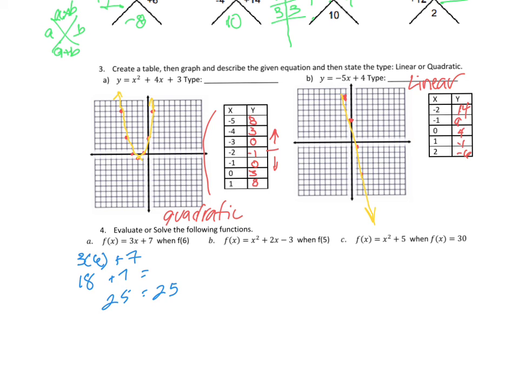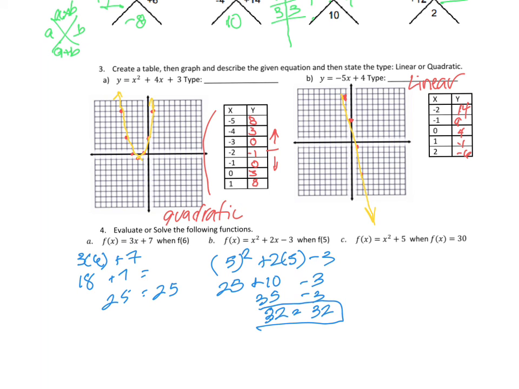Do the same thing over here. You're going to plug in a 5. So that would be 5 squared plus 2 times 5 minus 3. You just kind of do it step by step. What's 5 times 5? You said 25. You're right. What's 2 times 5? 32 is the answer for the middle one.